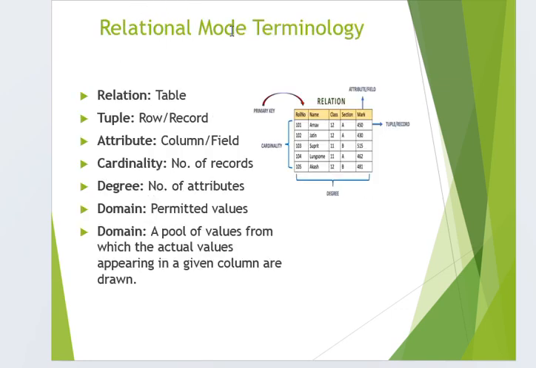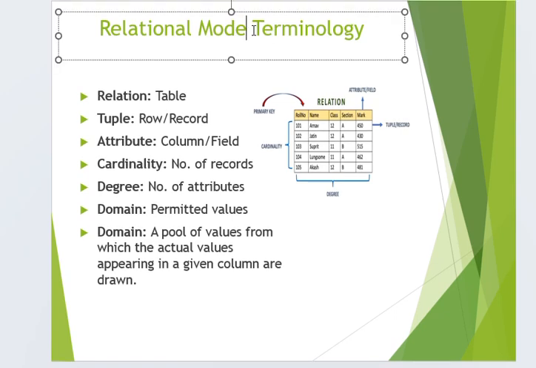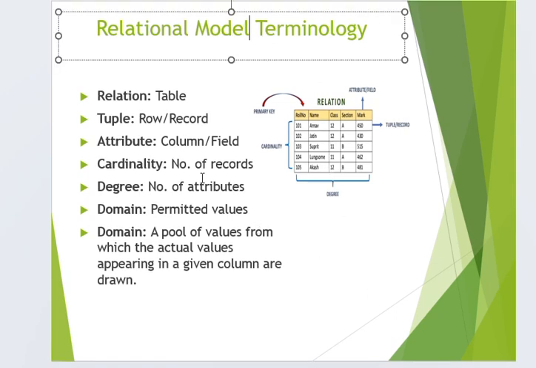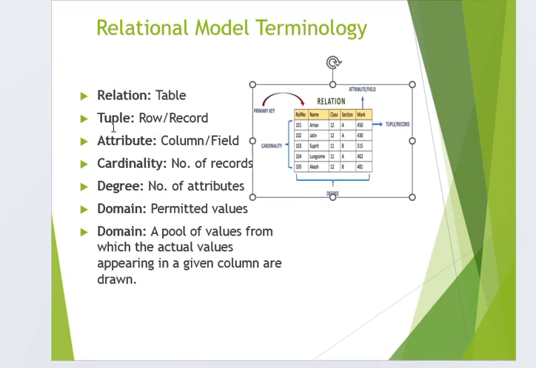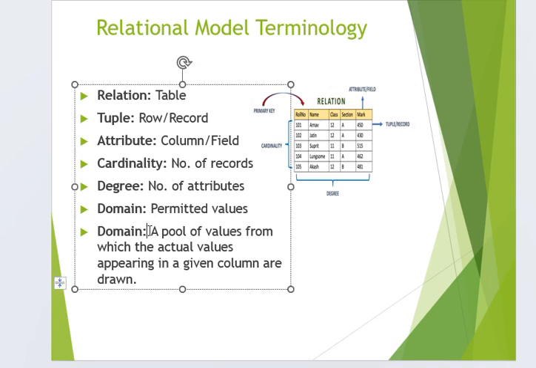Let's go with the relational model terminology. Now relation is nothing but table. When we talk about tuple, tuple is nothing but a row, or you can say a record is known as a tuple. In this case, this is a tuple. Attributes are nothing but the columns. Cardinality of a table is nothing but the number of records a table consists of. Next is degree. Degree is the number of attributes. Domain is the permitted values, or you can say the pool of values from which the actual values appear in a given column.